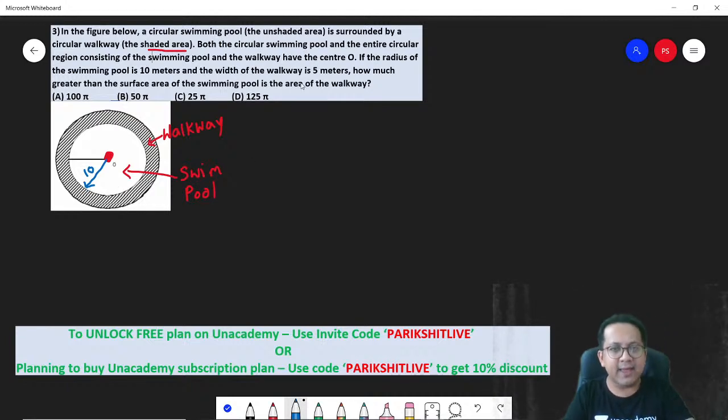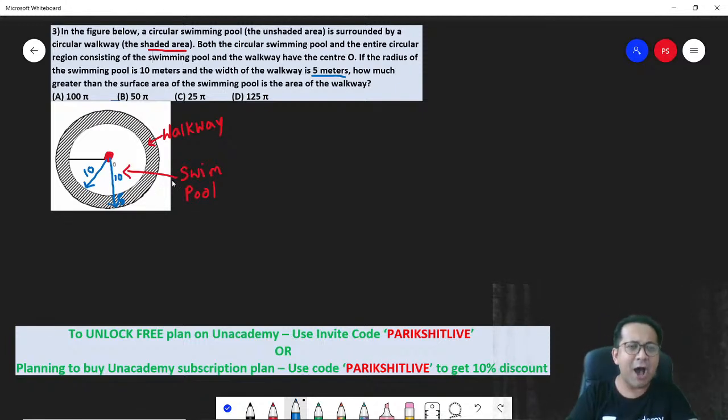Okay. And the width of the walkway is 5 meters. If the width of the walkway is 5 meters, can I say radius of the outer circle is this 10 plus the width? What is the width? Width is 5. So if this is 5 and this is 10, can I say radius of the outer circle will be 15? 10 plus 5, it will be 15. Radius of the outer circle will be 15, right? Radius of the smaller circle, which is 10, plus the width of the pathway, which is 5.